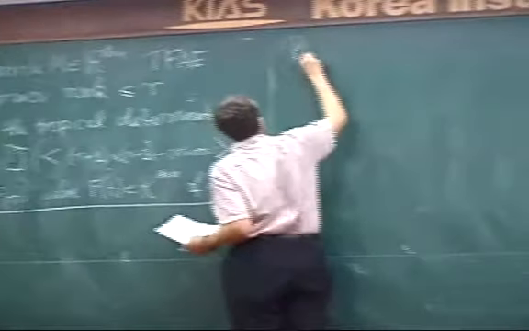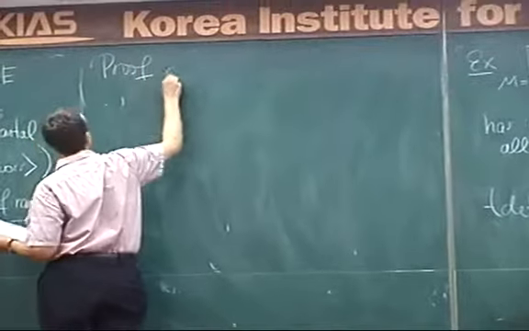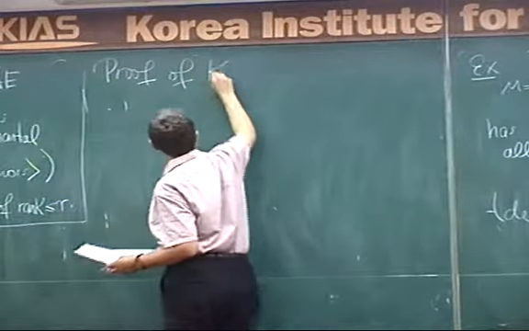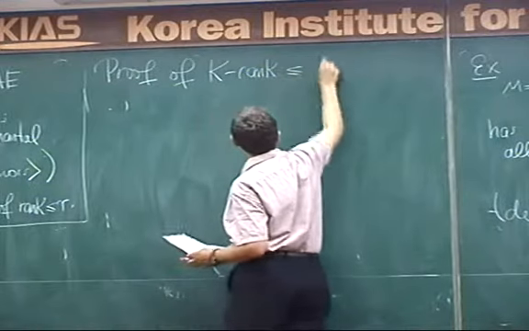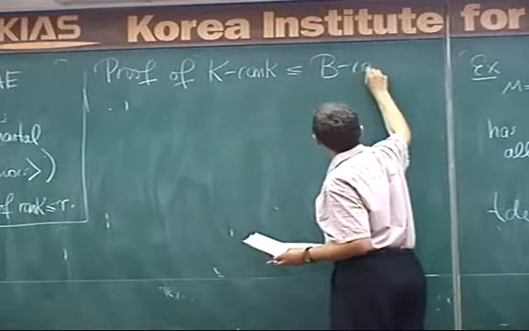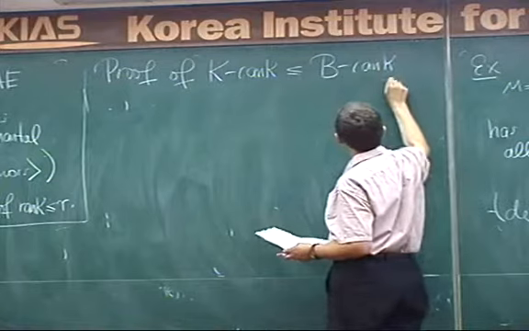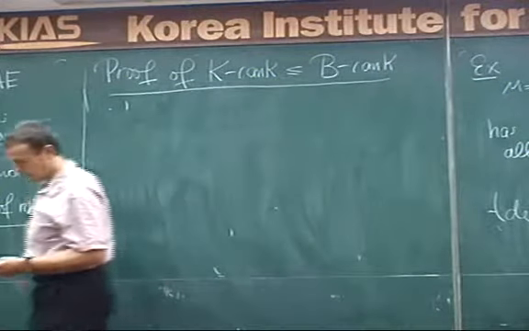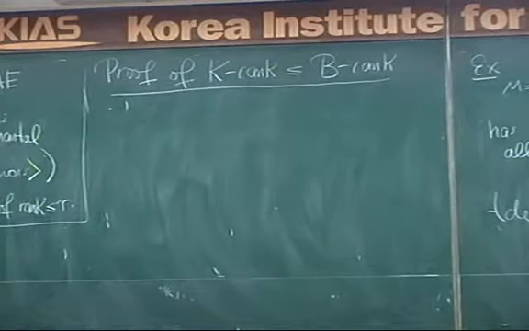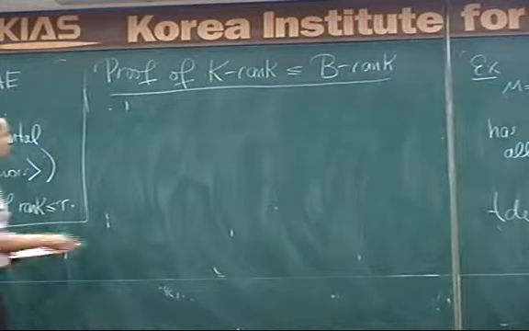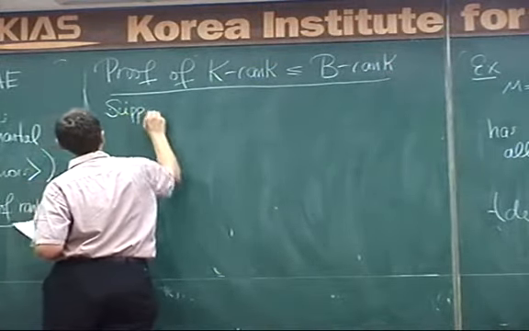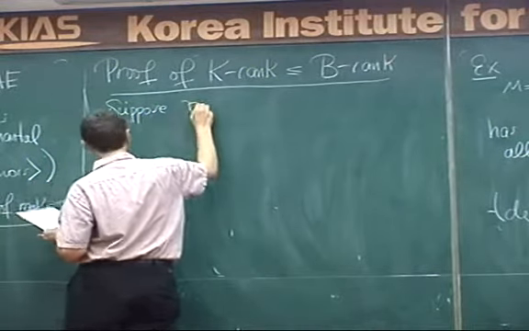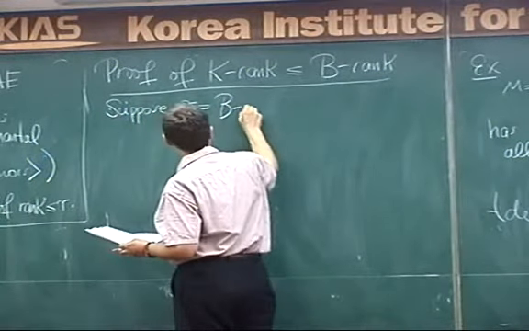Let me prove to you that the Kapranov rank of a matrix is less or equal to the Barvinok rank. So just that we can go over the concepts. So suppose M is a matrix of Barvinok rank R.